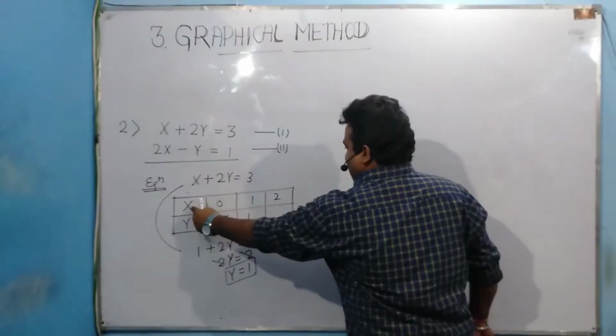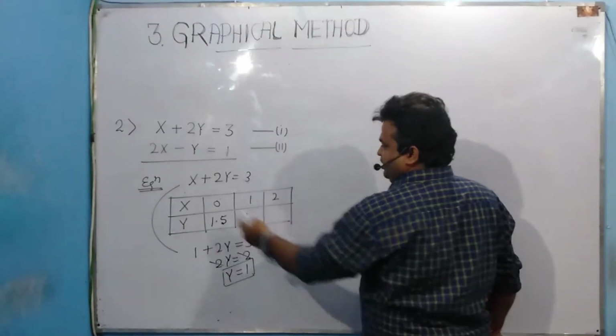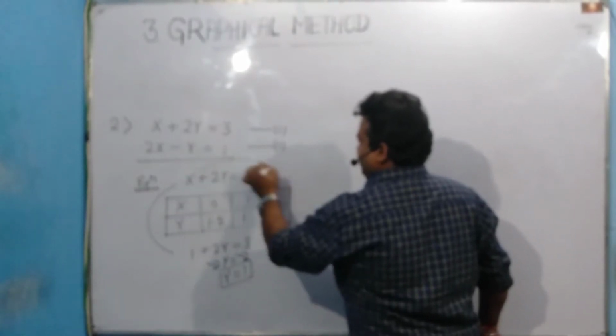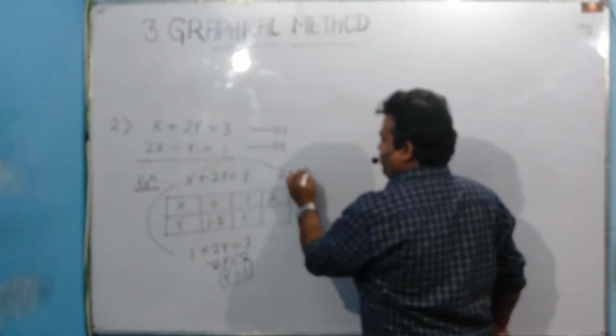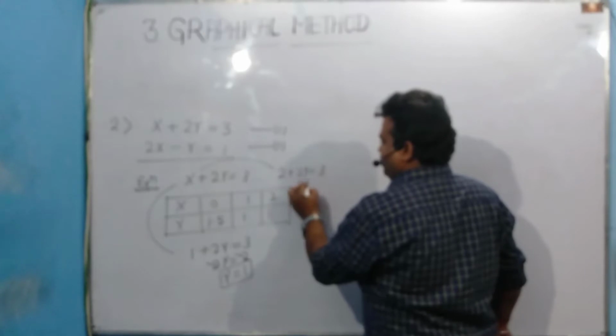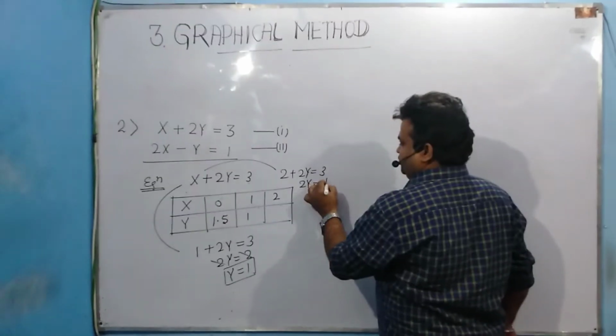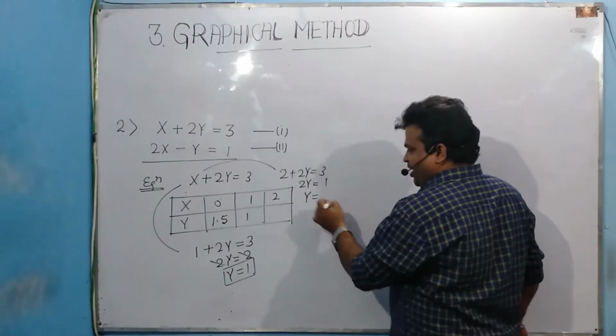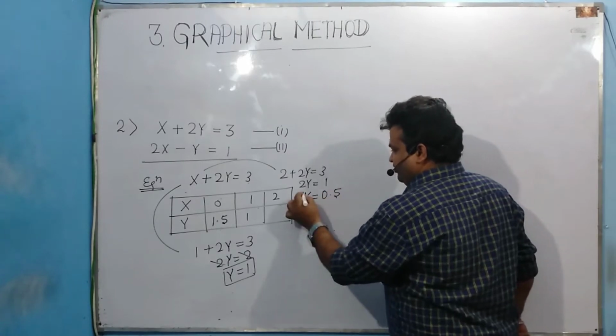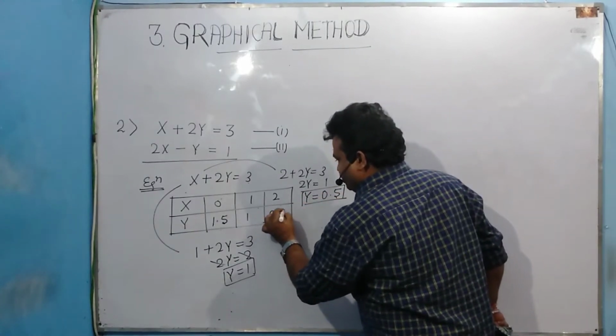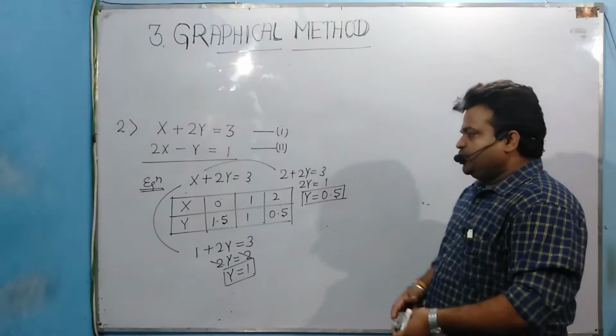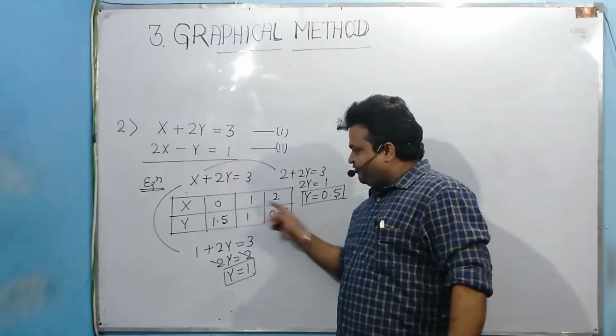Now when you put x equal to 2 in this equation, you will get 2 plus 2y equal to 3. So 2y equal to 3 minus 2, which comes to 1. So y equal to 1 by 2, which comes to 0.5. Now you have 3 coordinates of x and y.